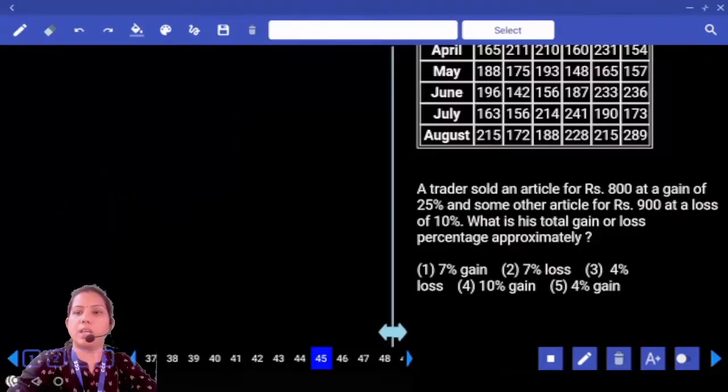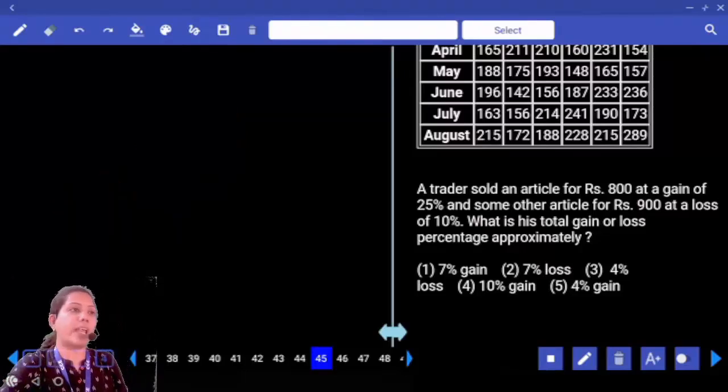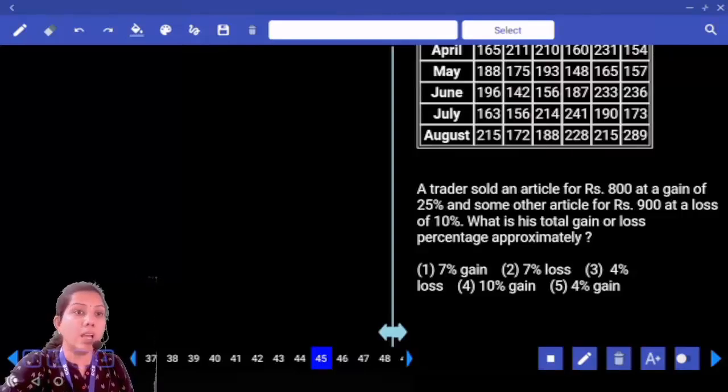Different question. Okay. A trader sold an article for 800 rupees at a gain of 25%. What is 800, cost price or selling price? Sold an article, so it is the selling price. Selling price is equal to 800, at a gain of 25%.